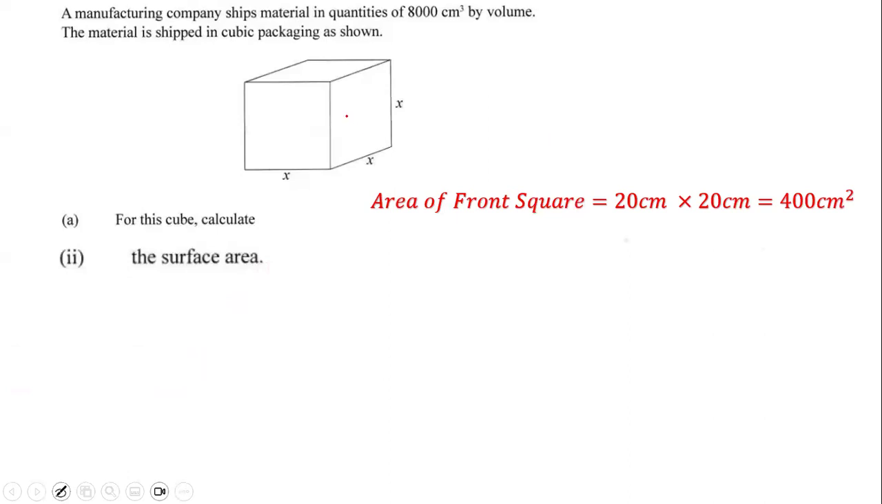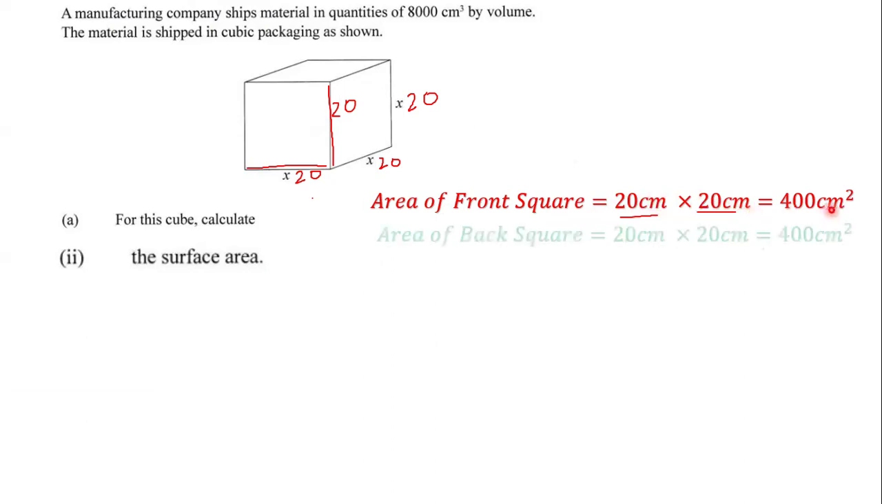And we know that x is 20, so all the sides are 20. We need to multiply this length along with this length. They're the same, so it's going to be 400. The area of the front square is going to be equal to 20 centimeters multiplied by 20 centimeters, which is 400. Next, we need to figure out the area of the back square.